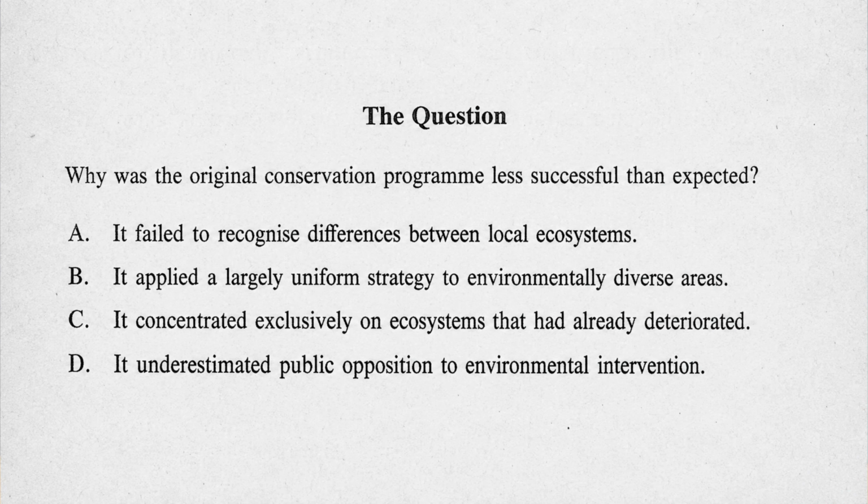The question reads, why was the original conservation program less successful than expected? A. It failed to recognize differences between local ecosystems. B. It applied a largely uniform strategy to environmentally diverse areas. C. It concentrated exclusively on ecosystems that had already deteriorated. D. It underestimated public opposition to environmental intervention. Pause here and consider the answer.